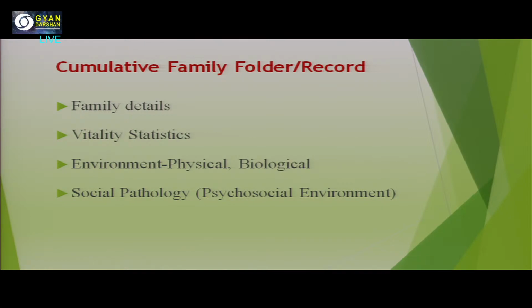Now coming to the cumulative family folder or record. This family folder or record is for each individual family, and this particular record is to be kept at the sub-center level. You document all the family details, like the family structure, the number of vulnerable groups, the types of vulnerable groups: pregnant women, geriatrics, 60 years plus geriatrics who are there. All of that has to be documented.